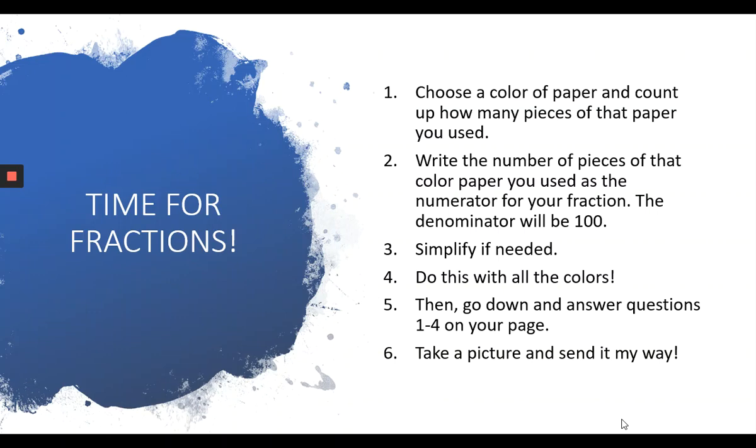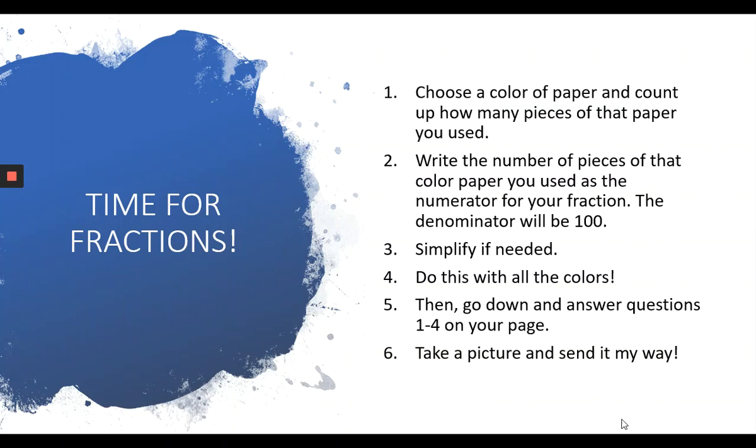Now, if you need to simplify your fraction, go ahead and simplify it. To simplify it is to find the equivalent fraction with smaller numbers, if there is one. There may not be one. Then you're going to do this with all the colors. You'll do blue if you used blue, and then green if you used green, and then red if you used red. Go through until you've looked at, analyzed, and written a fraction for every color in your mosaic.